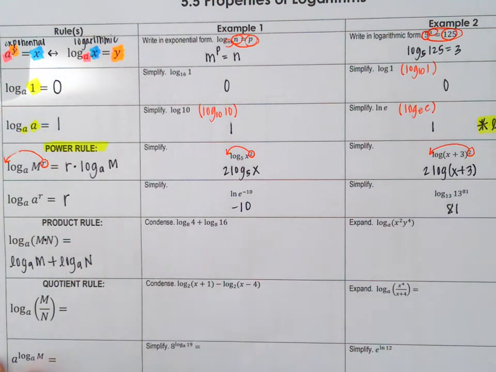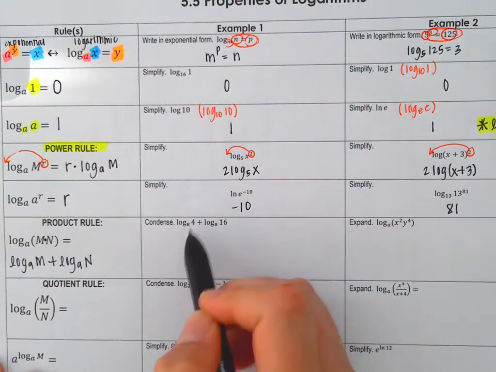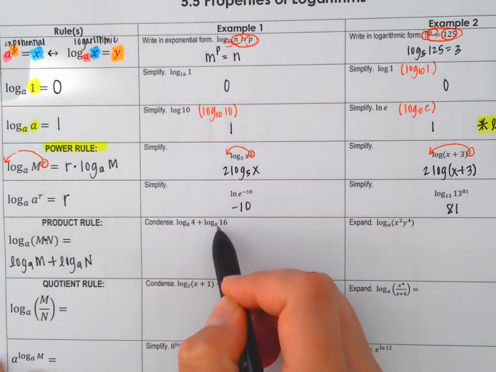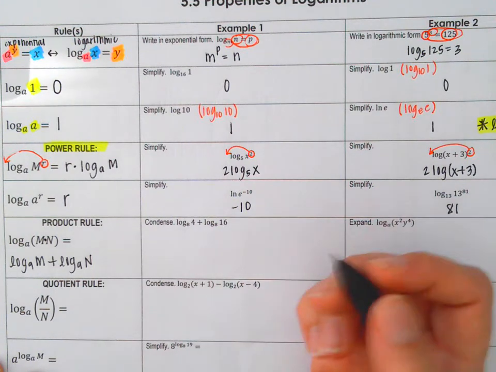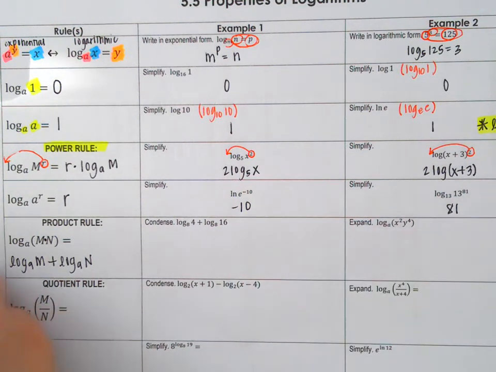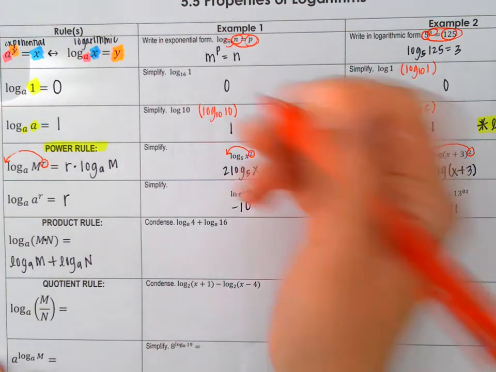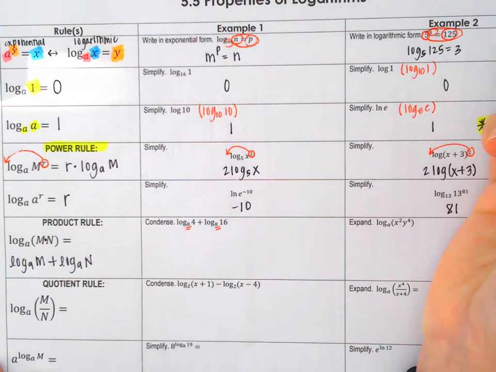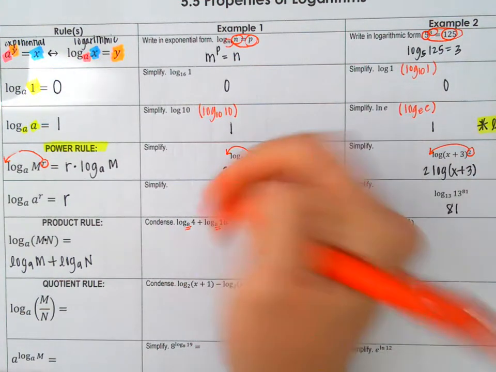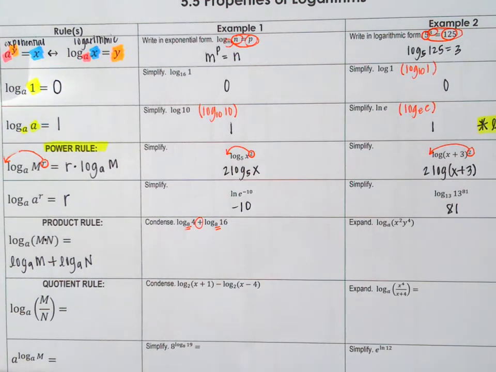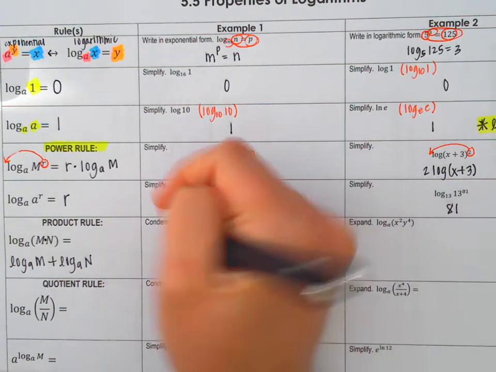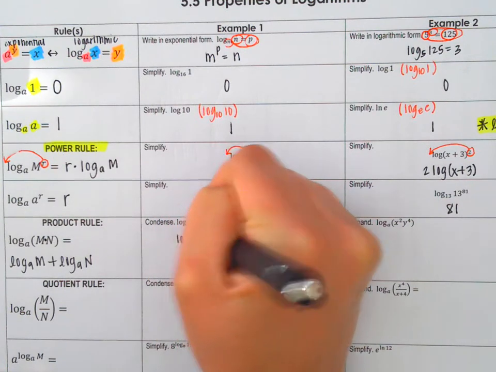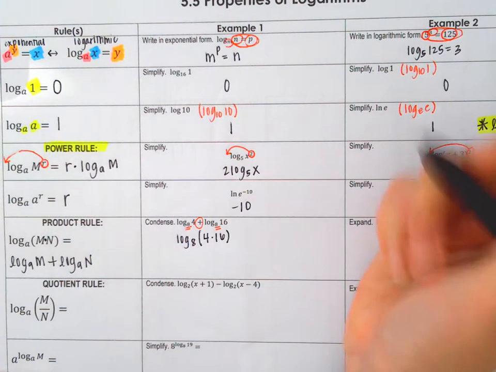Now, why do we use this and why is this important? So we don't know 8 to the what power gets me 4. And we don't know, again, 8 to the what power gets me 16. But if I were to condense this, they have the same base, which is key. If they don't have the same base, we cannot apply this rule, and they're adding. So we can actually combine the arguments by multiplying them. So that would be log base 8 of 4 times 16.